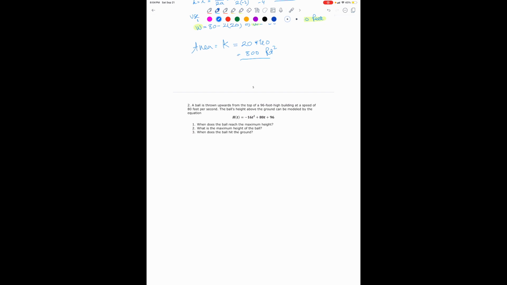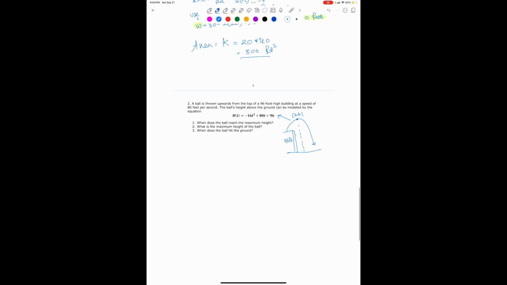Here is another example. A ball is thrown upwards from the top of a 96-foot high building at a speed of 80 feet per second. The ball's height above the ground can be modeled by the equation h of t equals negative 16t squared plus 80t plus 96. So here is a scenario. The ball is kicked from the top of the building and it's going to go in a curve, of course. This building is basically a 96 feet building, and the equation is given by this equation right here. So here is the point, which is basically h and k, and it's going to represent the maximum height of the ball, basically from the ground here.